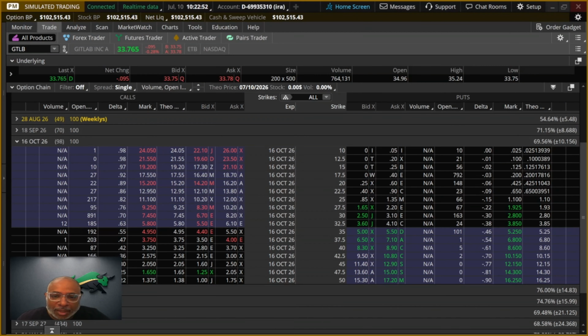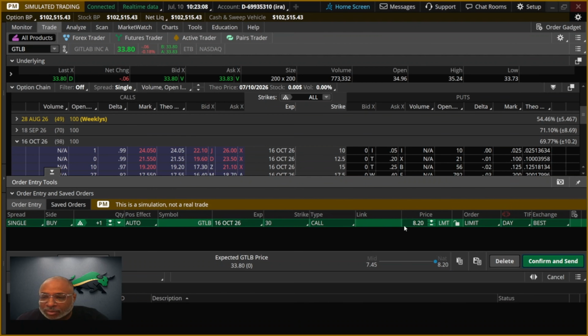All right, back on the option chain now. So we're going to go with October. That's between our 90 and 120 days. December is too far out. September is much too close for the poor man's covered call strategy, in my opinion. So we said we're going to try the $30 strike, so we're going to go ahead and select one to buy it.